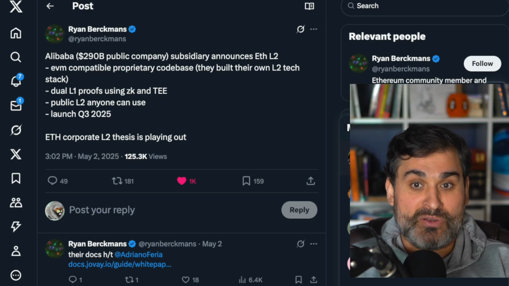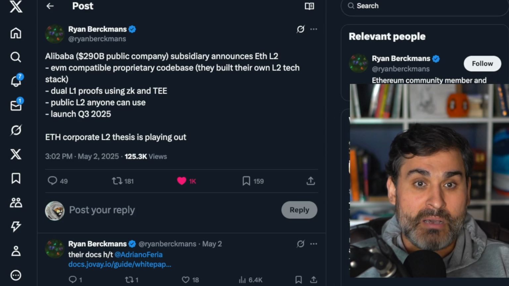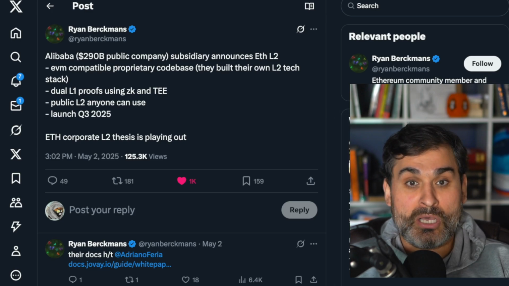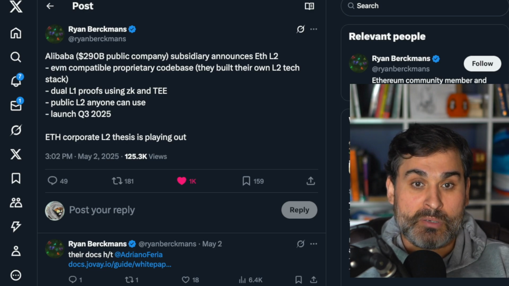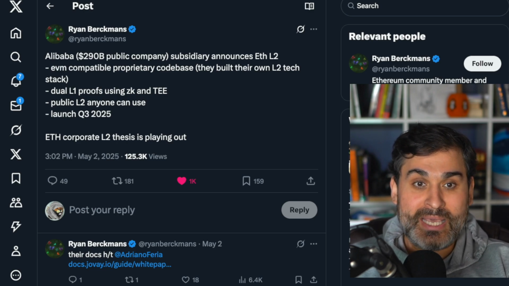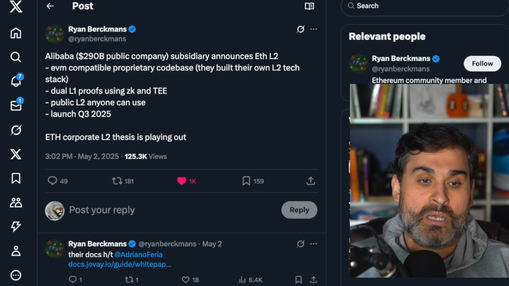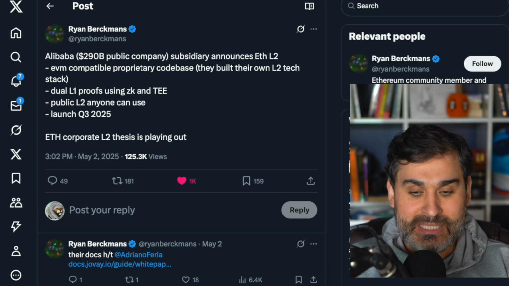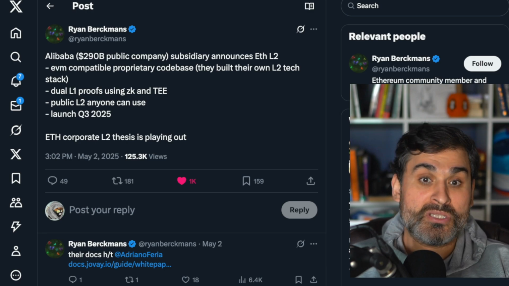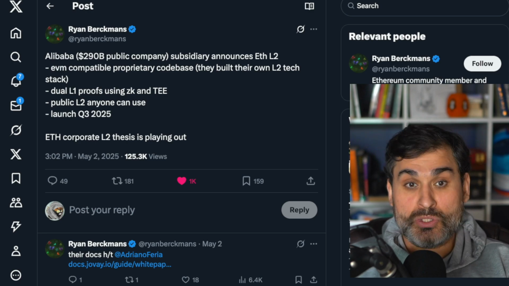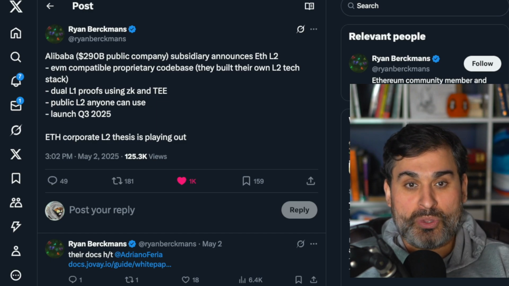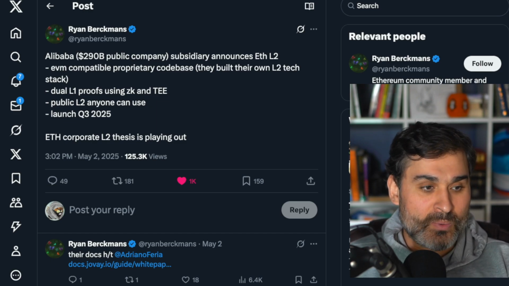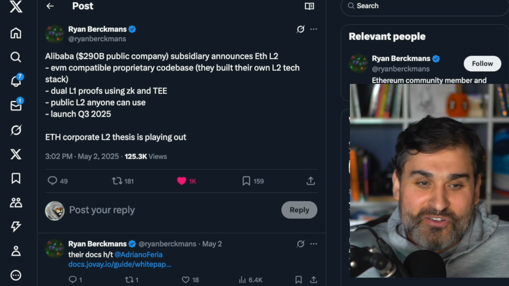Ryan here has more information on it, and he says that Alibaba, a $290 billion public company, has a subsidiary that announces an ETH L2, which is going to be EVM compatible with a proprietary code base. They built their own tech stack. It's dual L1 proofs using ZK and TEE, which is a trusted execution environment. There'll be a public L2 that anyone can use, and they're launching it in Q3 of 2025. So it says the ETH corporate L2 thesis is playing out. Now, this has been a point of FUD for some people.